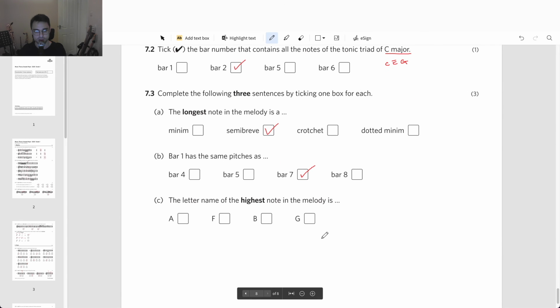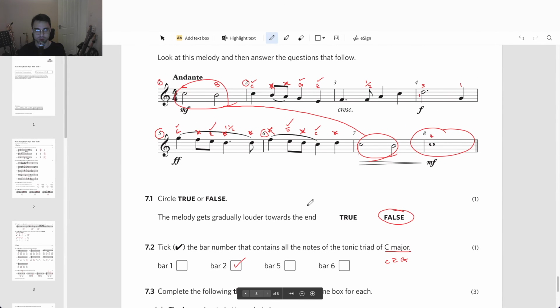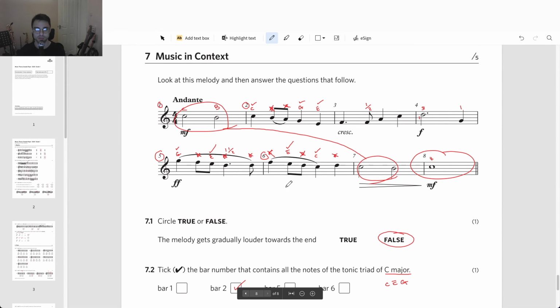Okay, question C. The letter name of the highest note in the melody is. Right, let's go and look for the highest note in the melody. So we just want to find a note that is up on the stave. Something high up on the stave. So let's go in on our top line, our F line here, and see if there's anything on this top line. Nothing so far. Let's go down to the second line. And we've hit something that's actually above the top line. And it's this G over here.